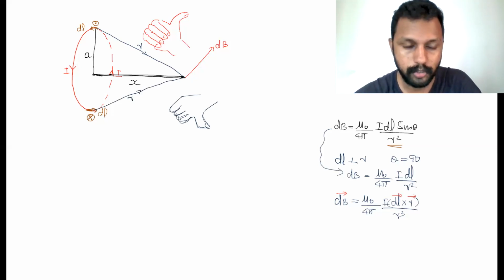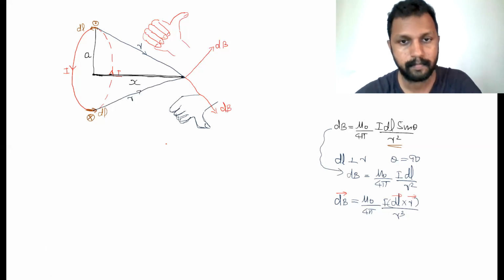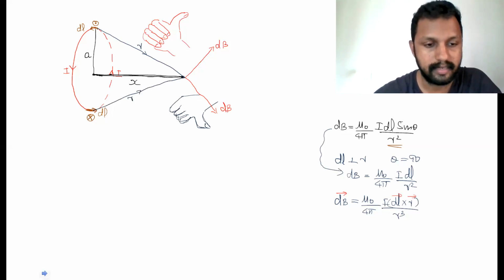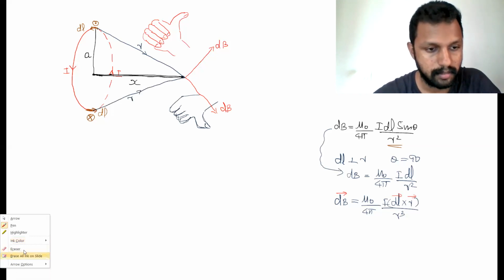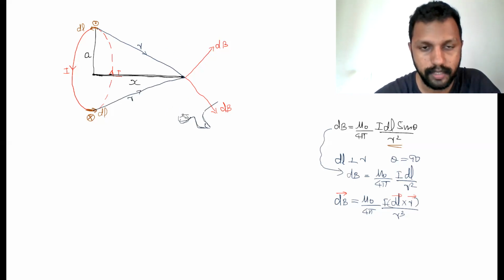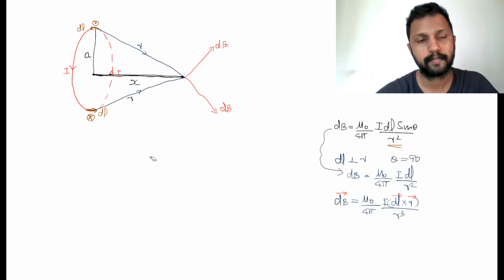Therefore, due to the lower DL, the direction of DB is like this. Okay, DB. Then let me rub these hands with the eraser. Now we know the direction of the DB due to the upper DL and the direction of DB due to the lower DL. We have to proceed further.